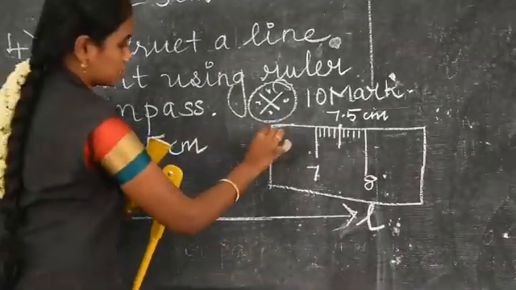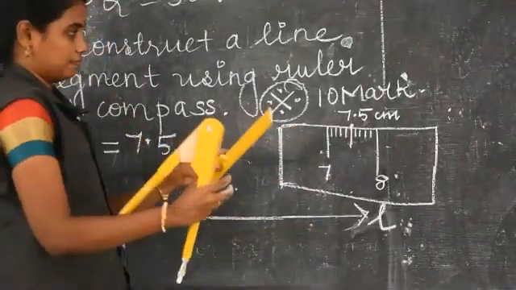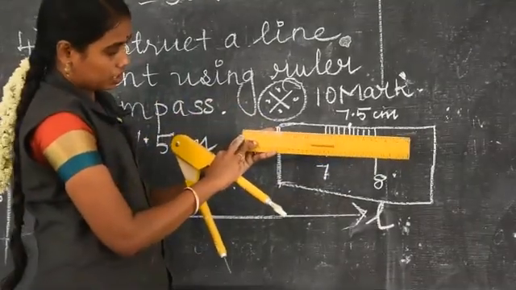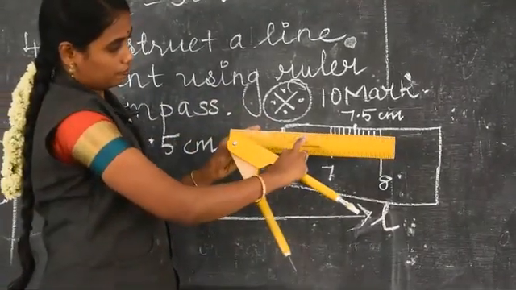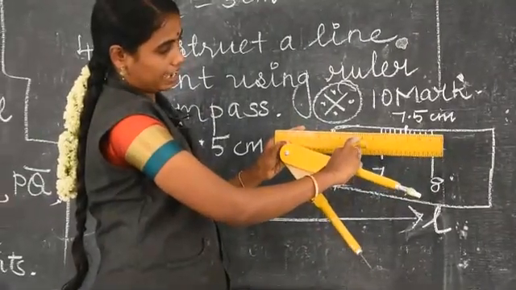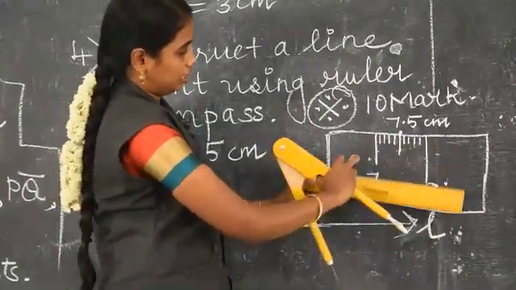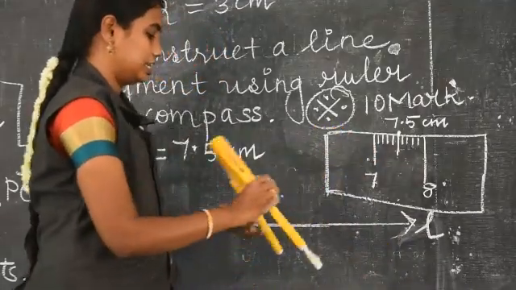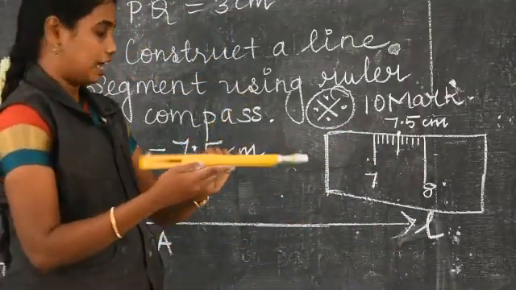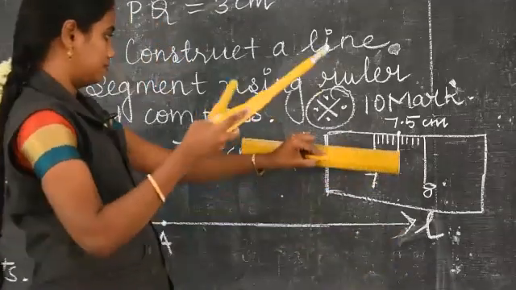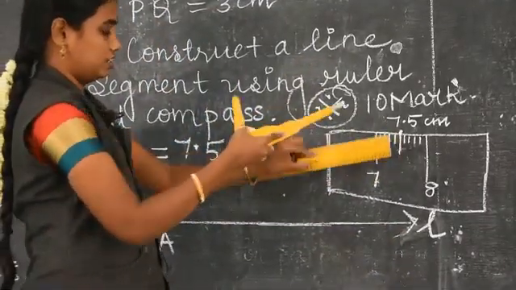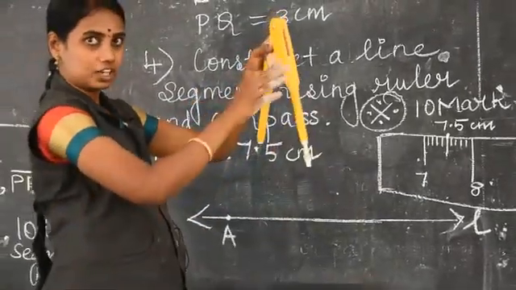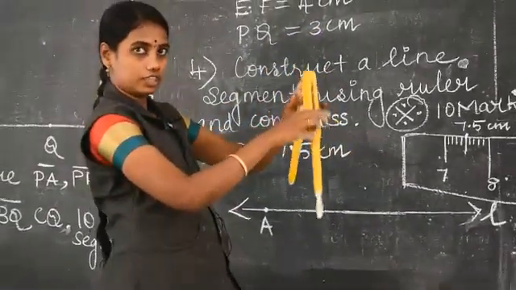This is your scale, ruler, from 0. Don't go from 1, from 0. From 0 to between 7 and 8, we have 7.5 centimeter. Here I have drawn 7.5. Till that, measure it properly. For example, I measured. After measuring, listen to me. Don't shake the compass. Don't do anything.